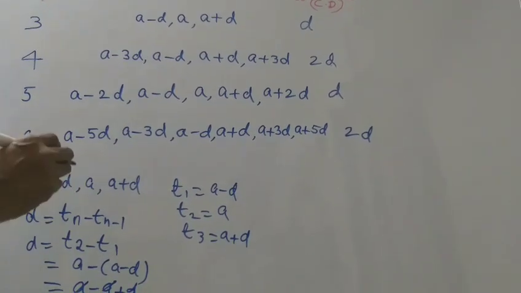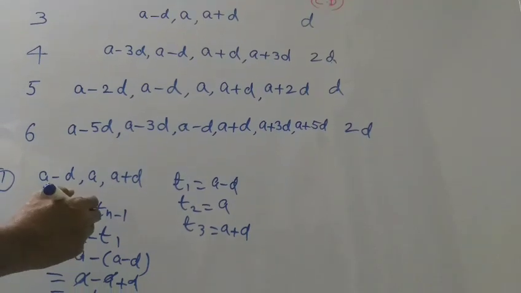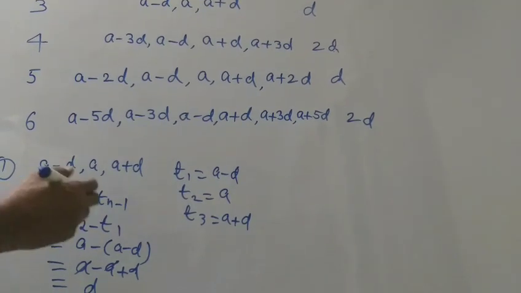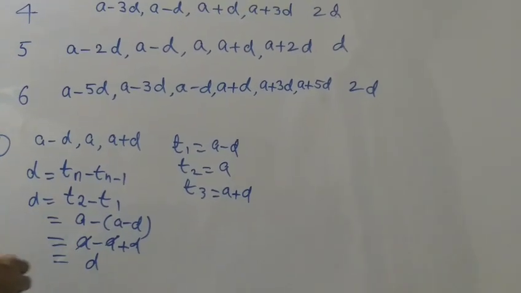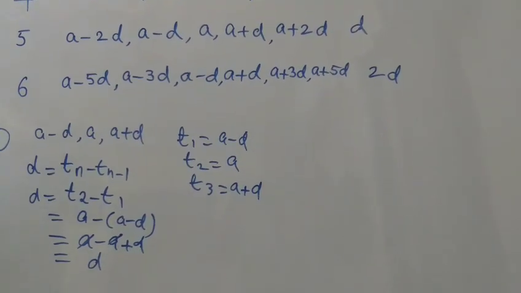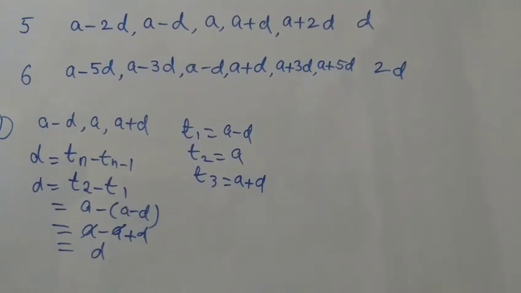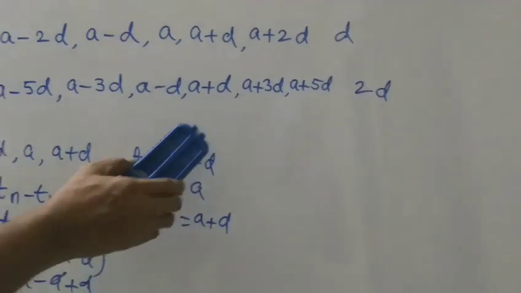Similarly, you can do t3 minus t2 also. T3 minus t2 also, you will get the common difference d. So this is the first example explanation. Next we are going to do the second example.